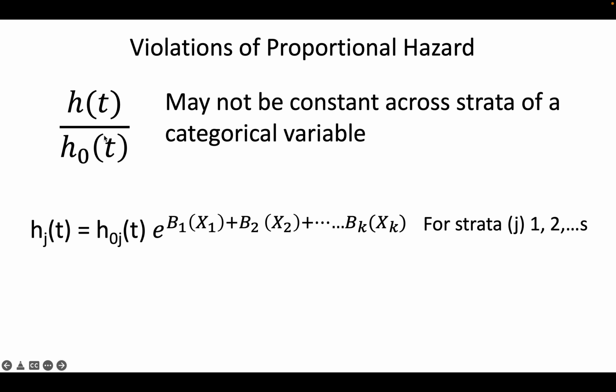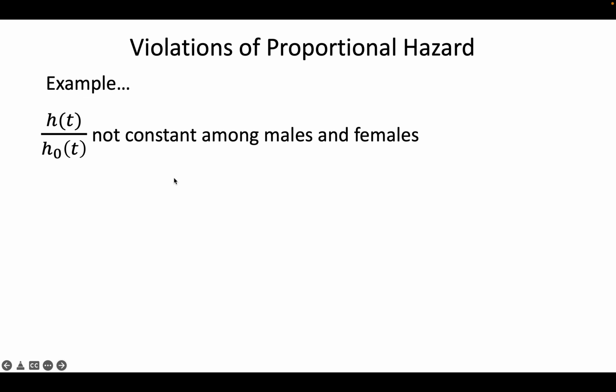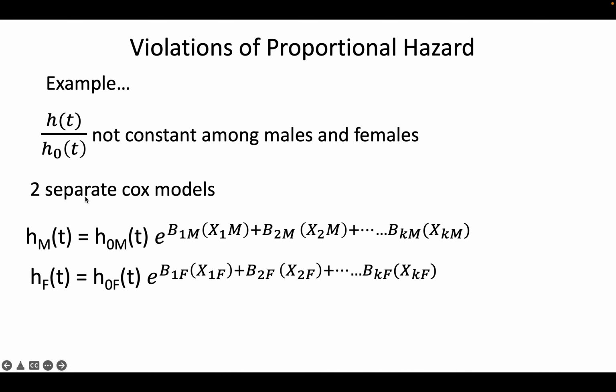The proportional hazard assumption is key to this modeling process, and there are some situations where it might not be true. Depending on what's contributing to the violation of this assumption, there are some ways you can stratify the analysis, or stratify the estimation of beta, in order to account for this. Let's say the hazard ratio is not constant among males and females, then we're able to do 2 separate Cox models, one for males and one for females.